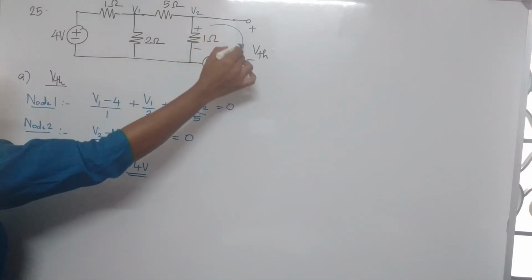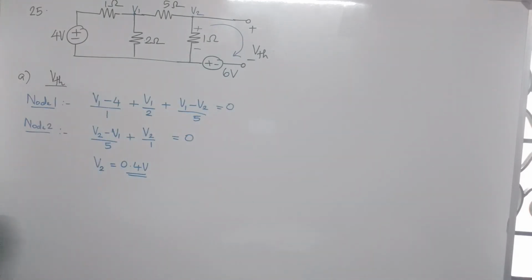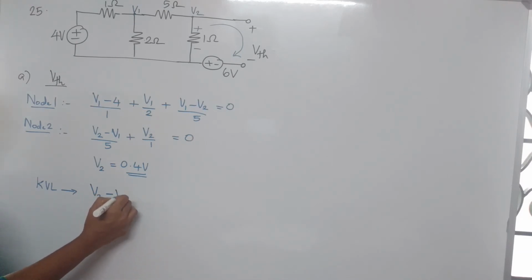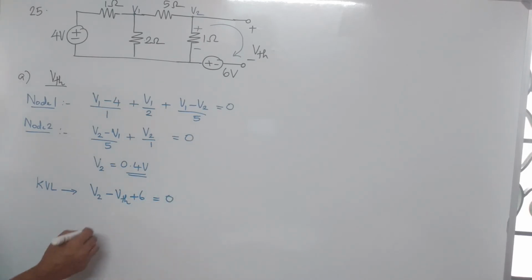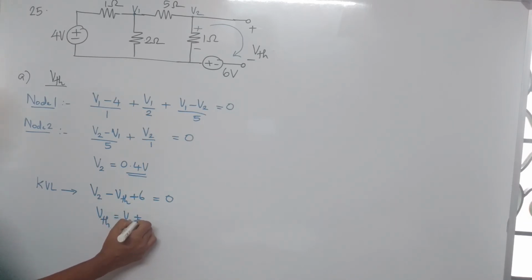If we write the KVL equation for the outer loop, it will be V2 minus VTH plus 6 equal to 0, or VTH equal to V2 plus 6, which is 0.4 plus 6, 6.4 volt.